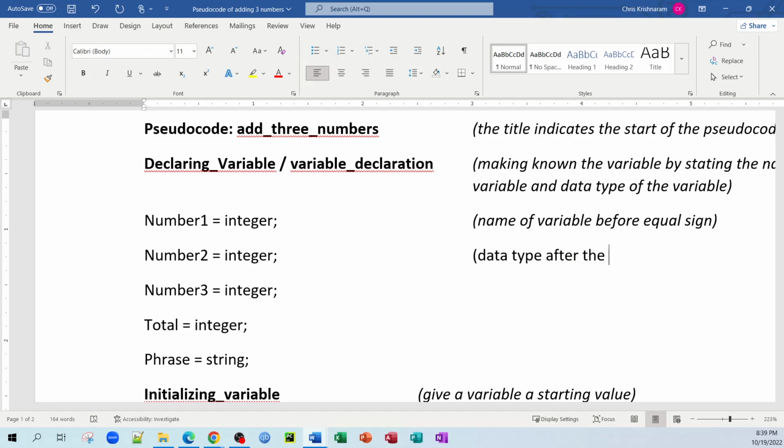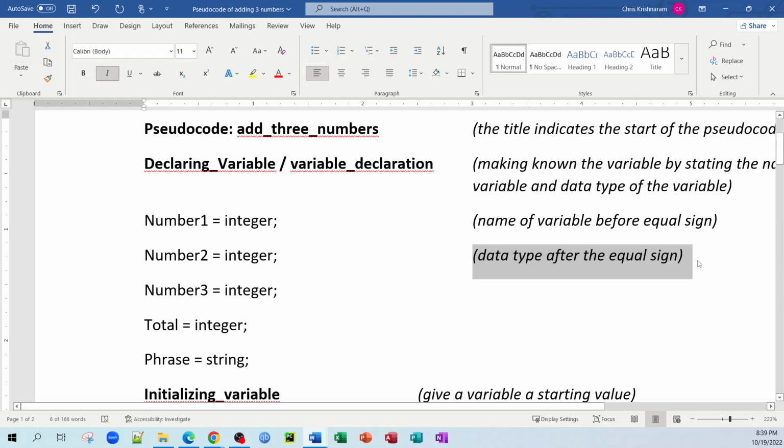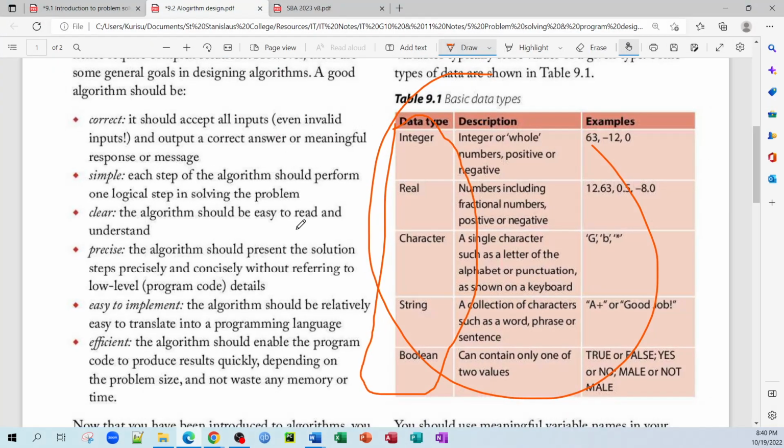Now, after the equal sign, you put the name of the variable and you basically say what data type it is equal to. So the data type is after the equal sign. If you notice, it's using that same data type that we would have learned, integer. And we know what is an integer. An integer is basically a whole number.